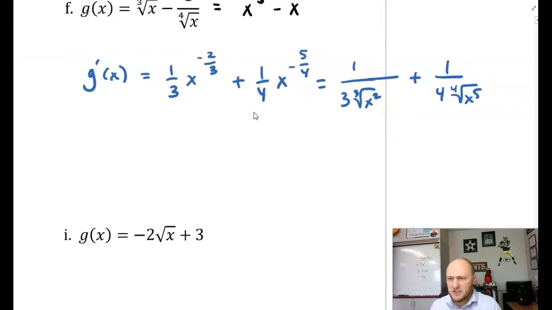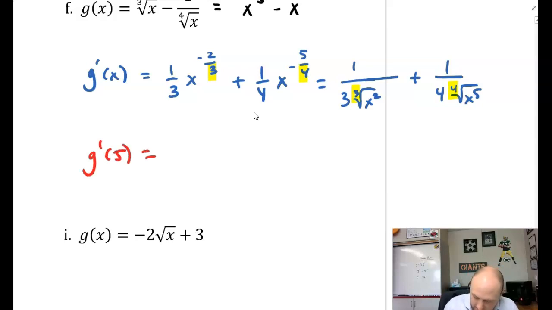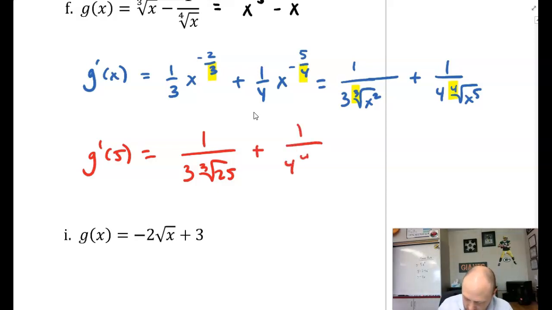Okay. The trick with these really is just identifying, okay, what's the denominator? Denominator 3, denominator 4, that's your root. Those are your roots. Okay, and then g prime of 5, I'm going to evaluate at 5. So 1 over 3 times the cubic root of 25. That's a square, yes. Plus 1 over 4 times the 4th root of x to the 5th, 625 times 5. I don't have that one off the top of my head. 625 times 5.